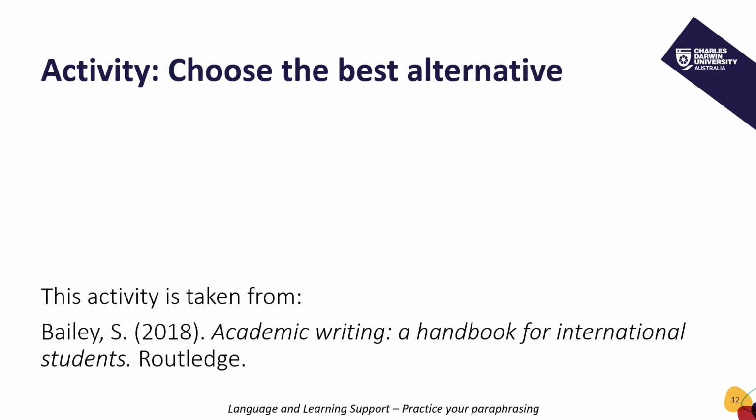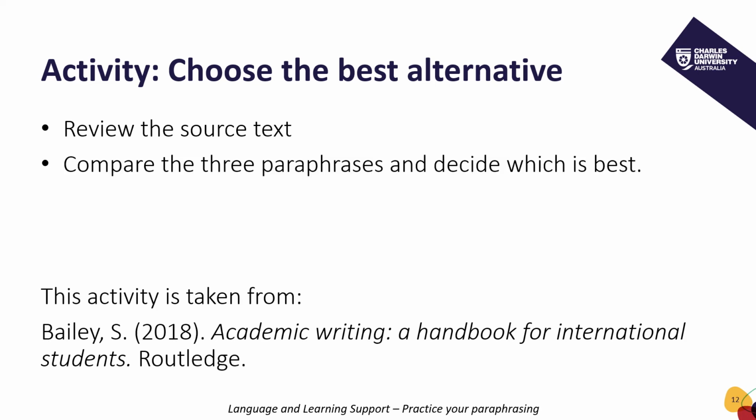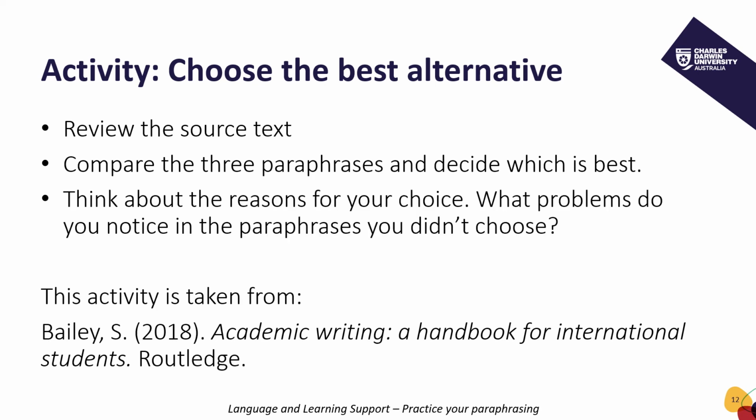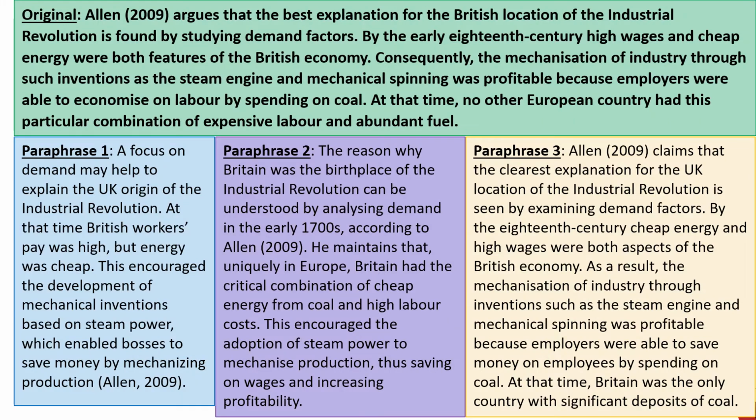Let's finish off the session with a different type of activity. On the next slide, you're going to look at a source that is several sentences long and then consider 3 alternative paraphrases to decide which is best. Make a few notes as you're reviewing the alternatives. What reasons do you have for your choice? What problems can you see in the paraphrases you didn't choose? Pause this recording while you make your decision and think about your rationale.